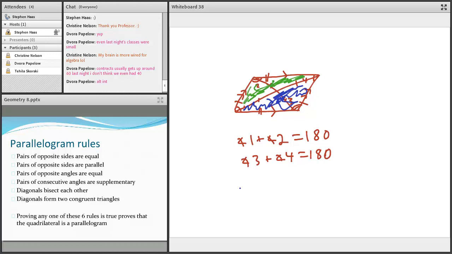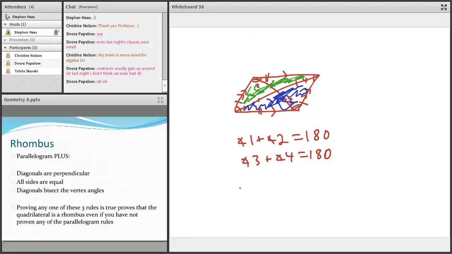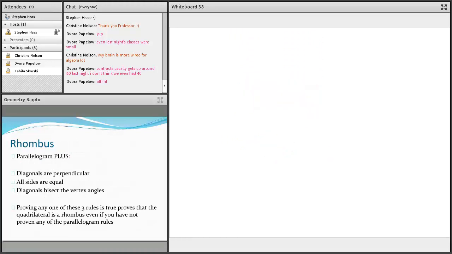If you prove any one of these things with regard to a quadrilateral, then the quadrilateral by definition has to be a parallelogram. Now we're going to look at 3 subtypes of parallelograms, all of which we've already covered in this course, but I'll go over them quickly again.